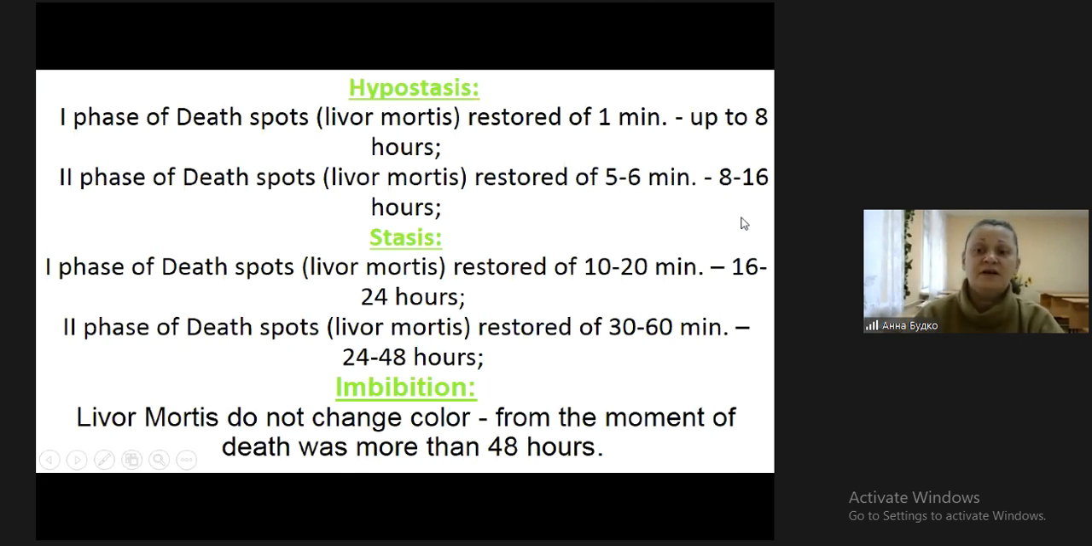Second phase, not less than 8 and not more than 16 hours. Look, interesting, large livor mortis, dead spots. And look, you can see the imprint of a hand. This may be hypostasis and maybe stasis.